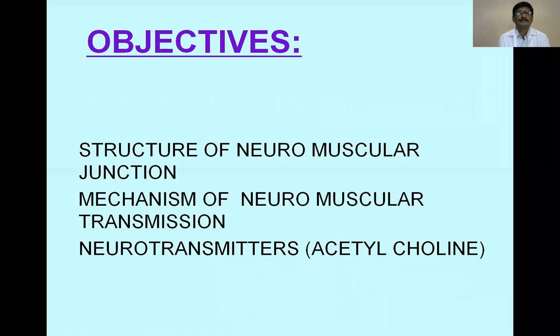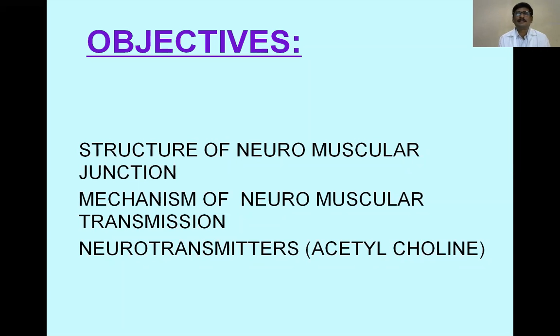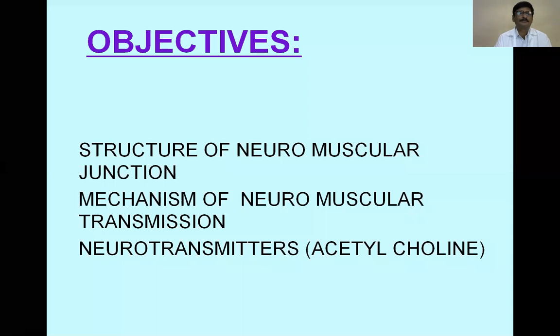So our objective today is to study the structure of neuromuscular junction and the mechanism of neuromuscular transmission, and a little bit of review about the neurotransmitter, that is acetylcholine, how it is synthesized, how it is released, and what is the effect of it, that we'll see today.